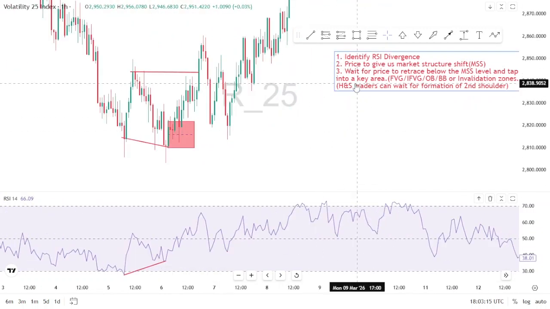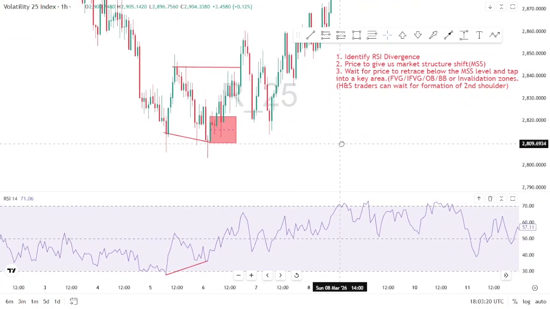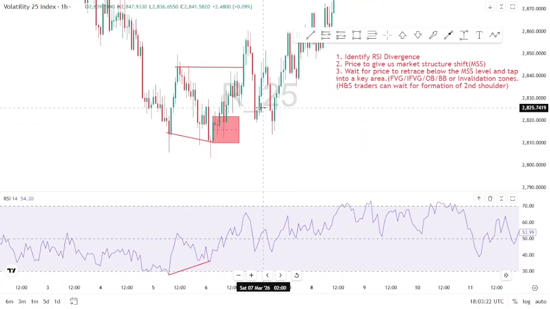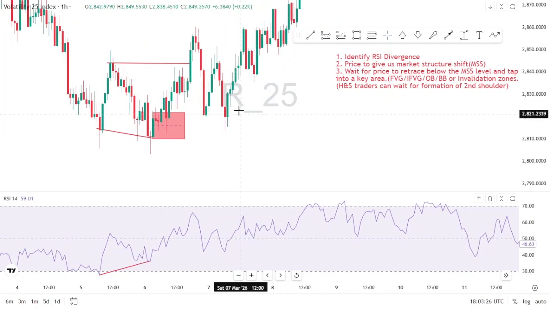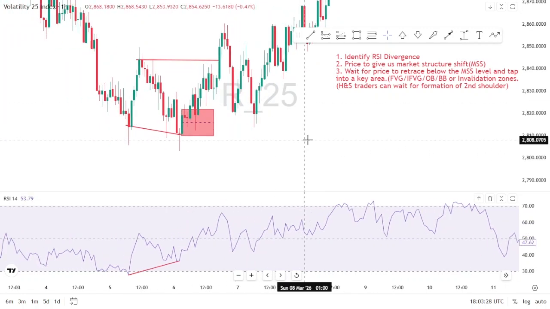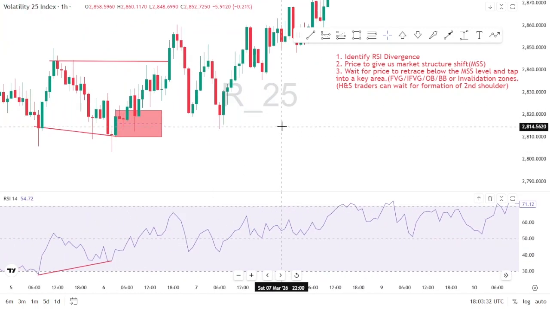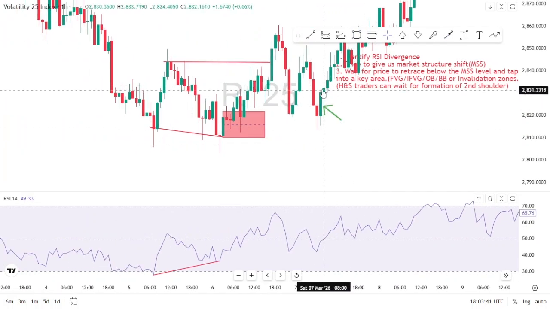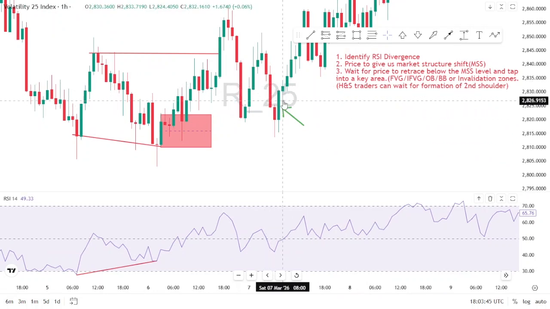So let us look at areas of value. Price retraced to give us back into this area. Now we want to look at what areas of value this price action was reacting to. You will know that price is reacting to an area of value if it gives us a bullish engulfing candle. For example, you can see we have a bullish engulfing candle right here. So after the formation of this bullish engulfing candle is when you will look at where it is coming from.